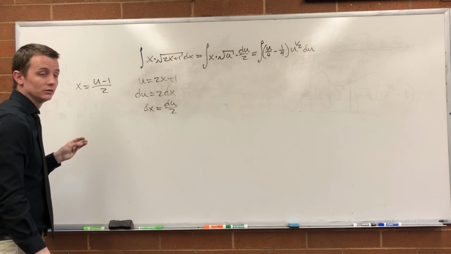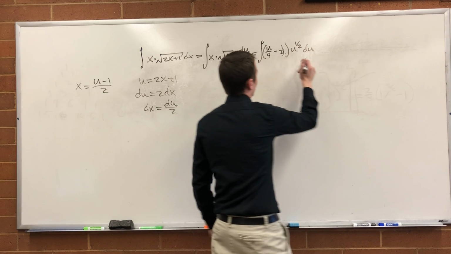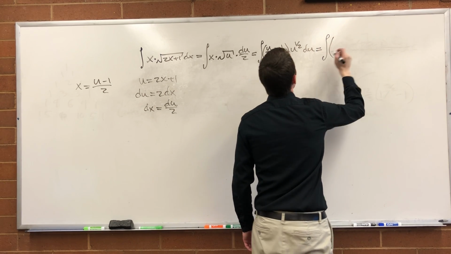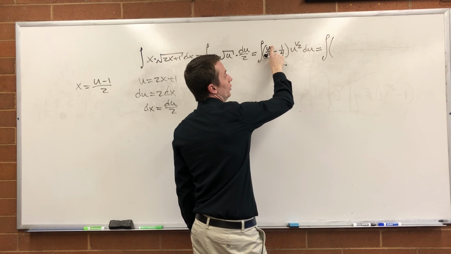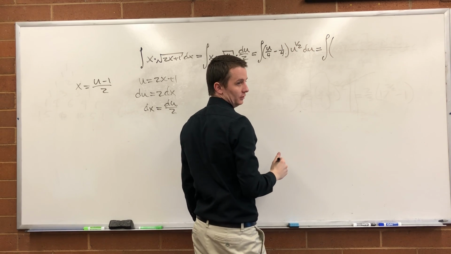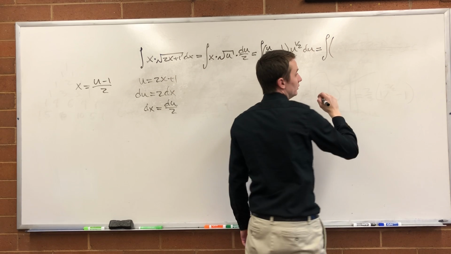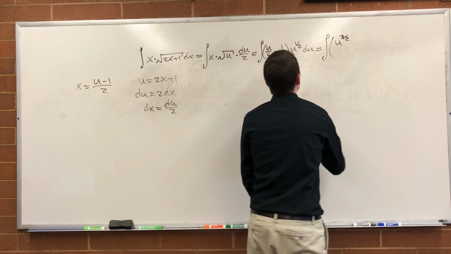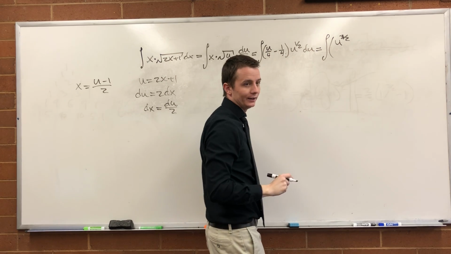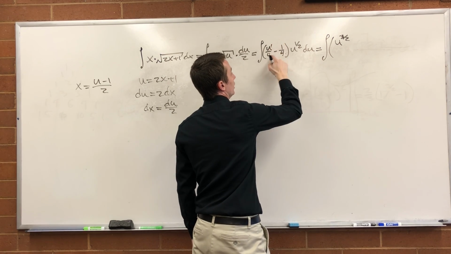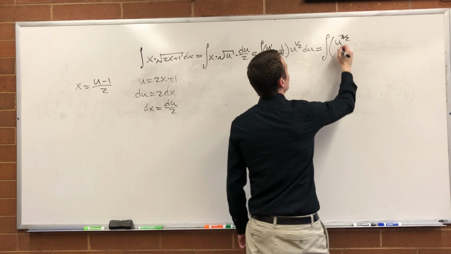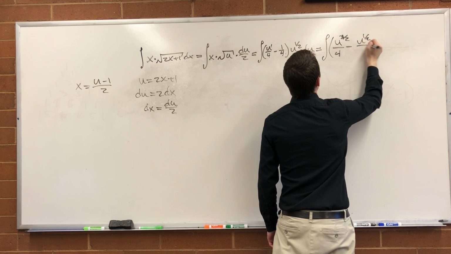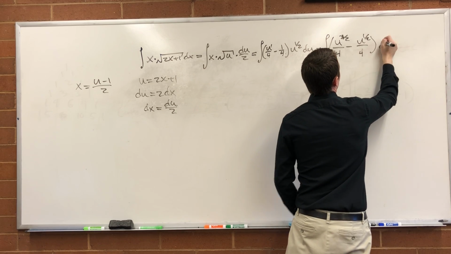Okay, let's multiply it out. This is equal to the integral of u times u to the 1/2. What is that? u to the 3/2. When you multiply terms, you add exponents: 1 plus 1/2 is 3/2. So we have u to the 3/2 over 4 minus u to the 1/2 over 4 du.